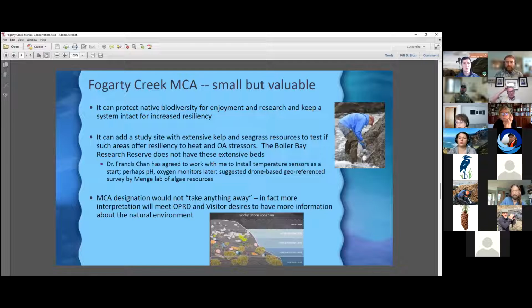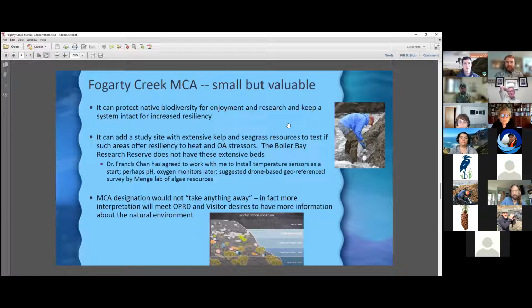And here's Dick monitoring at a Cascade Head site. So I just want to point out, I think that's the same picture that he has on his profile page. So this is a very small and I think very valuable area. It can protect the natural biodiversity for enjoyment and research and keep a system intact for increased resiliency. And that's, I think, what we want to do.